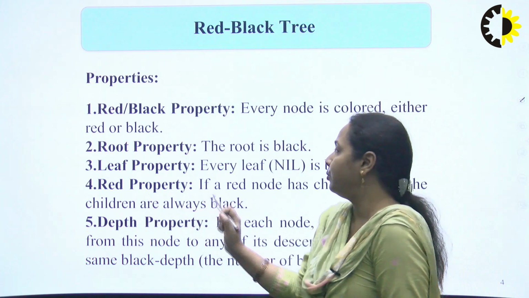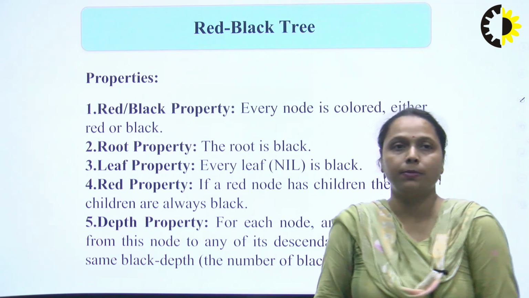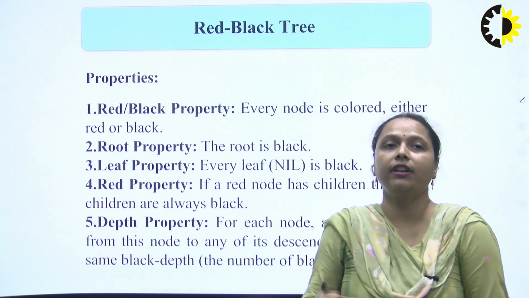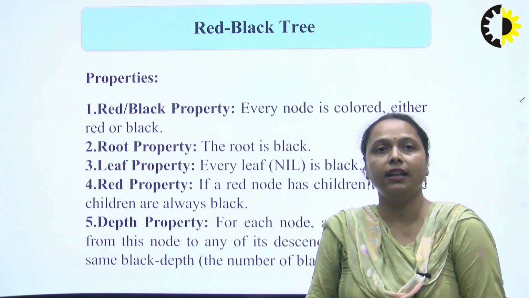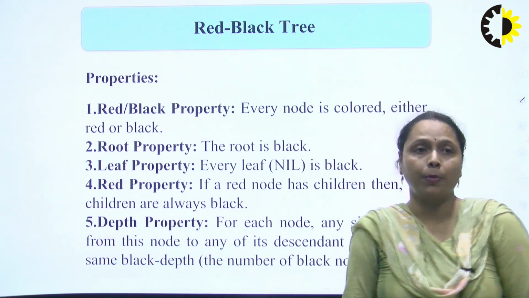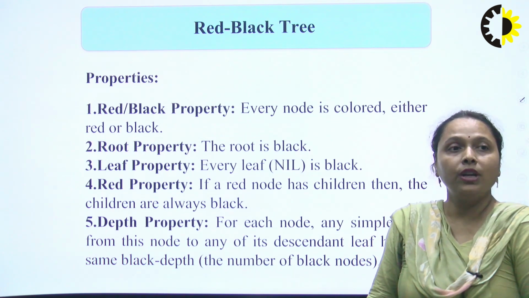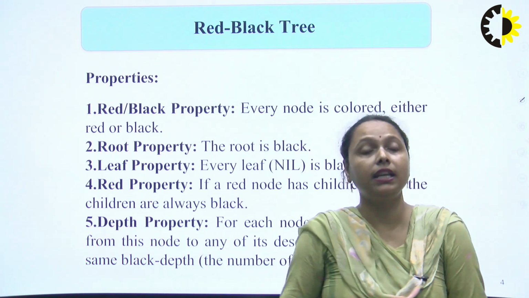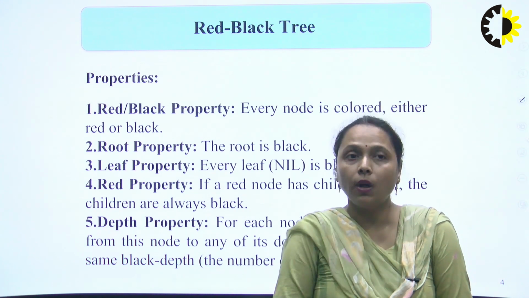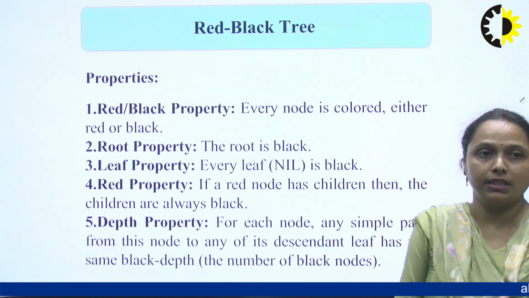Next, we have the red property. If a red node has children, then the children are always black. Means a red parent cannot have a red child. A red parent can have only a black child. Next, depth property. For each node, the height, or you can say the number of black nodes till the leaf, are equal in number. Means all the paths have the same number of black nodes.